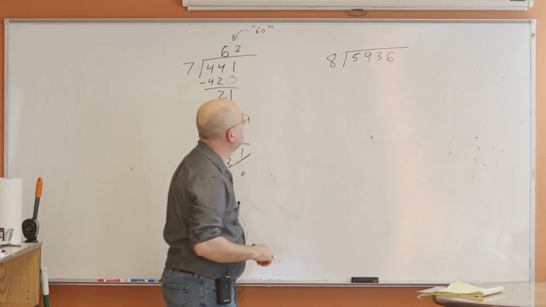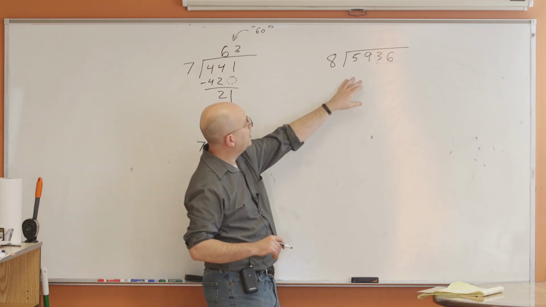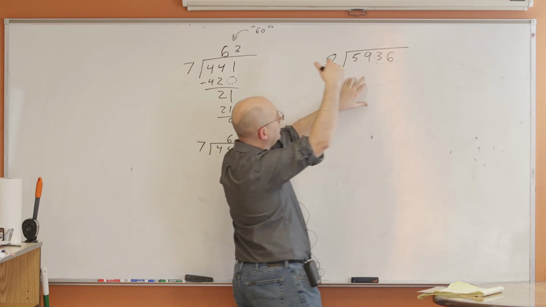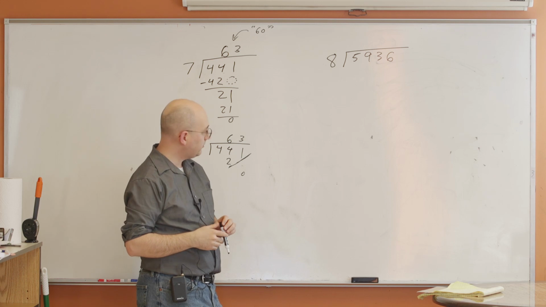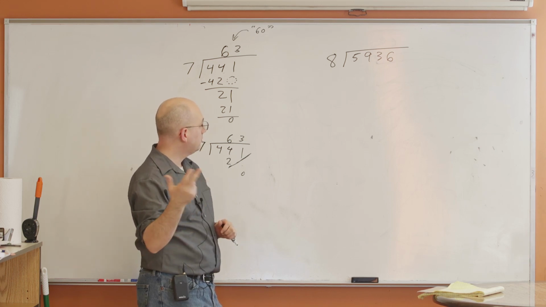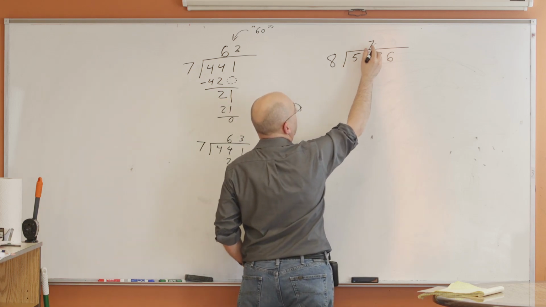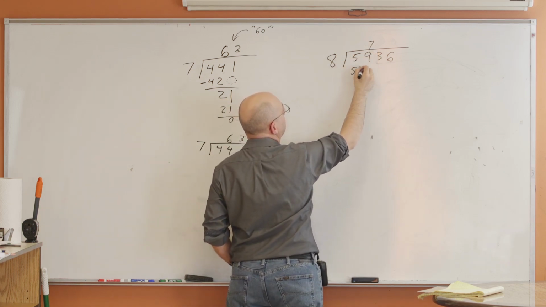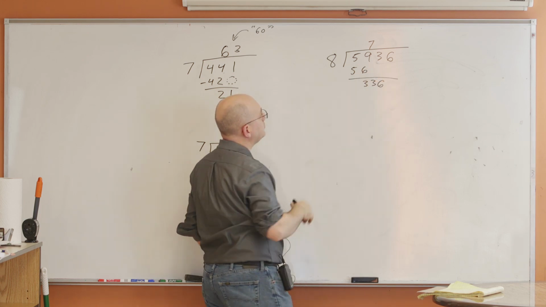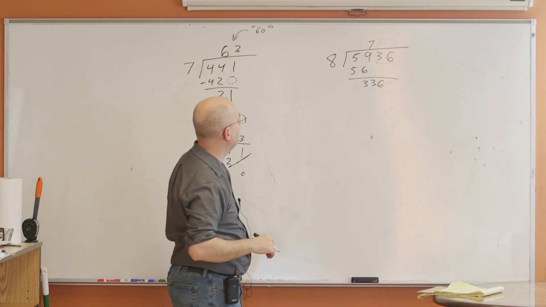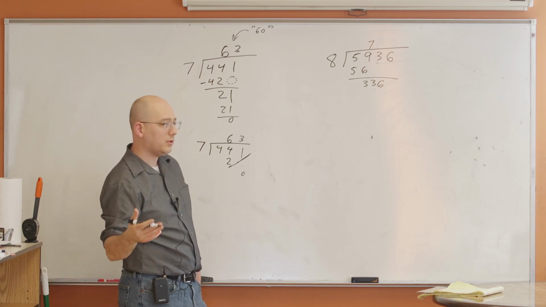8 into 59. So 8 into 5, no go. 8 into 59. Well, what's the thing closest that's divisible by 8 to 59? 56. 8, 16, yada yada, 56. That's a 7. And then 7 times 8 is 56. You do your subtraction. You get 336. 8 goes into 3. No. 8 goes into 33. Yes.